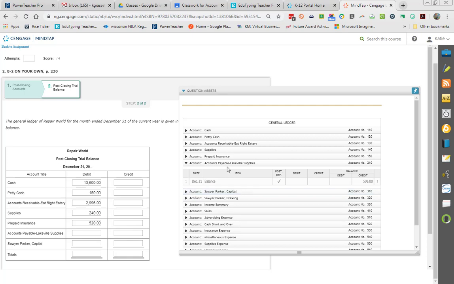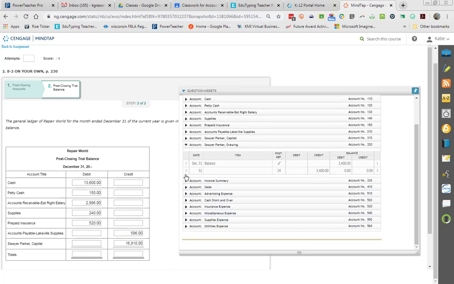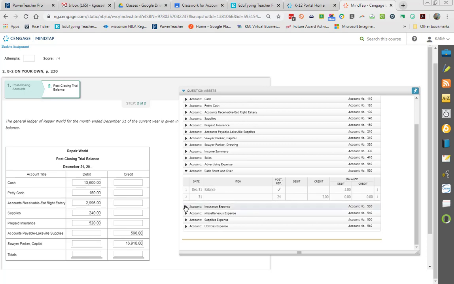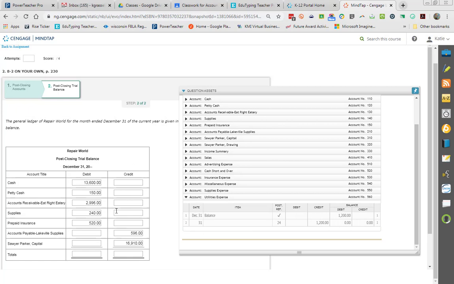Then I'm going to go to accounts payable, Lakeview Supply. Liability account number starts with a 2, and it's going to have a credit balance of $596. Sawyer Parker Capital, open it up. It has lots of transactions in here. Its ending balance is $16,910, and that's going to go as a credit. If I check all of these other accounts, you're going to see that they are zeroed out. So if you have an account that does not have a balance, it does not go on your post-closing trial balance. The heading is name of the business, name of the document, and the date.